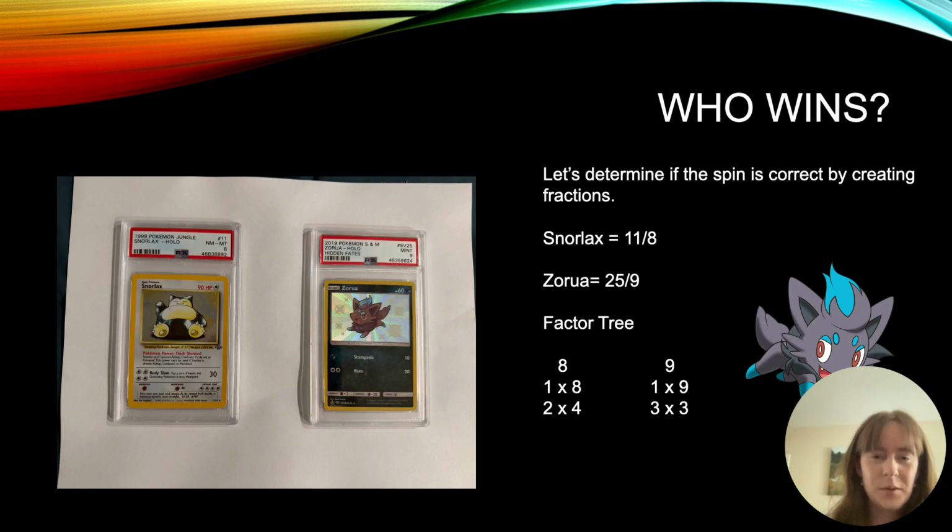Okay, who wins? We got Snorlax, 11 over 8, and Zora, 25 over 9. Here's the factor tree, just in case, because we have a new one. Okay, we have an 8. So, we have 1 times 8 is 8. We got 2 times 4 is 8. For 9, we got 1 times 9, and 3 times 3. Any of those in common?